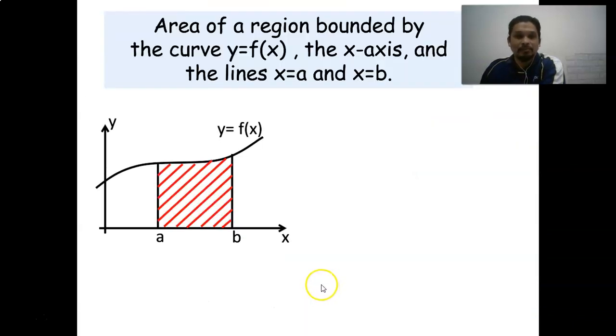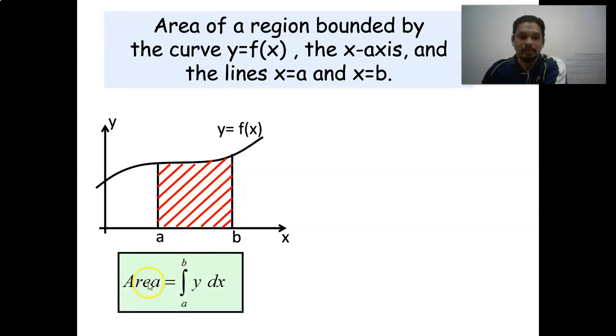Okay, next one. The area of a region bounded by the curve y equal to f(x), the x-axis, x equal to a and x equal to b. So this is the area. Area equals the integral of y dx, where y equal to f(x), from x equal to a until x equal to b.